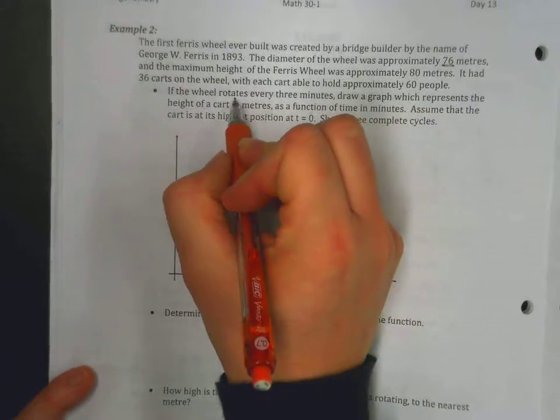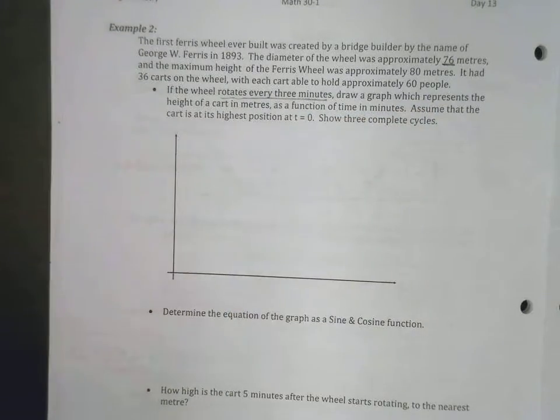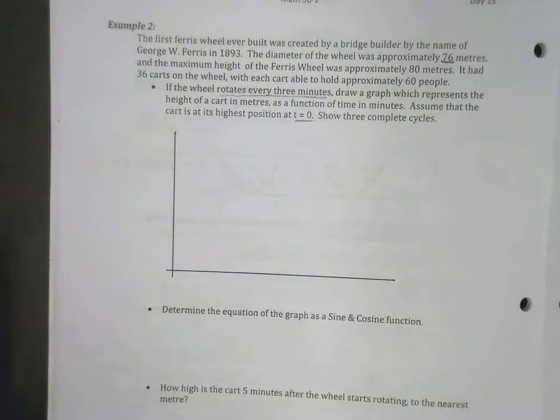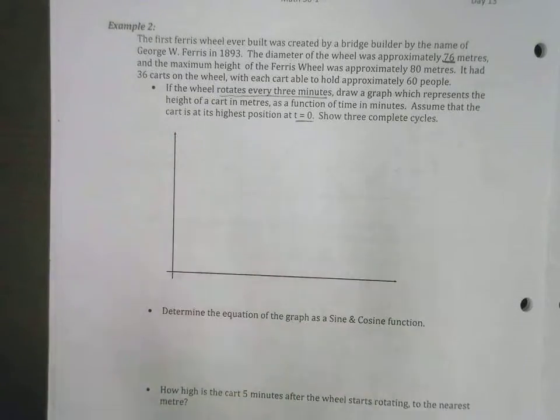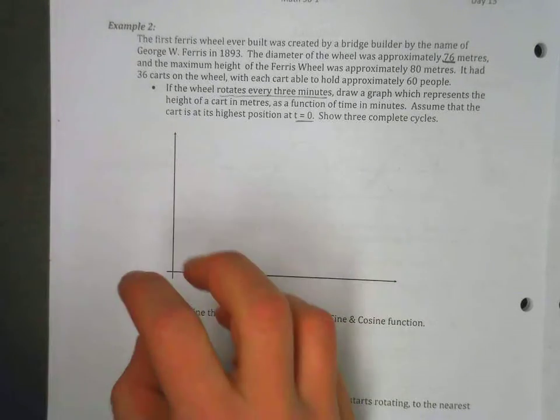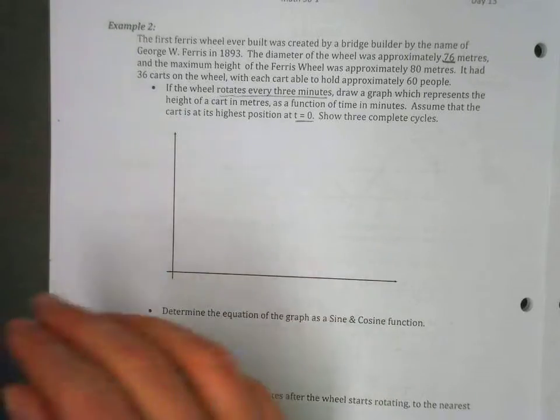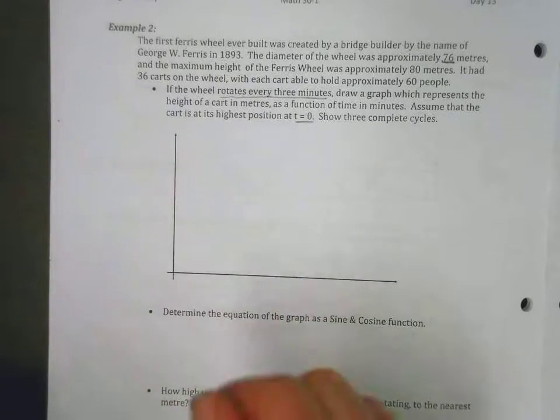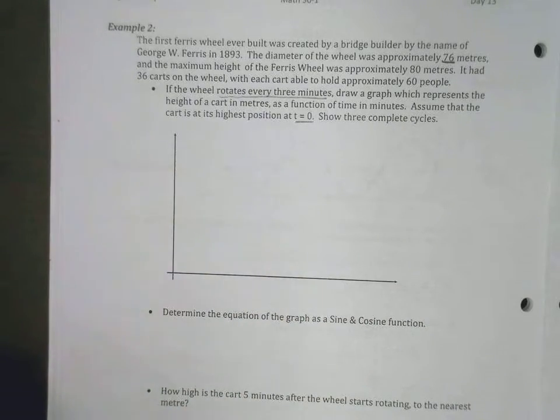Assume the cart is at its highest position at 0. So they've loaded the entire cart. You got on the cart halfway through and they now have everyone on, so you would be starting at the highest position and rotating around when the actual ride begins. So show 3 complete cycles of this Ferris wheel. All right, so this is going to be our time in minutes.